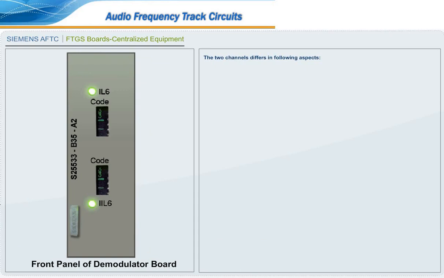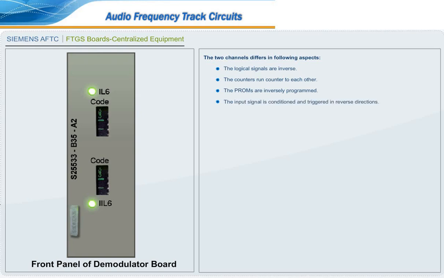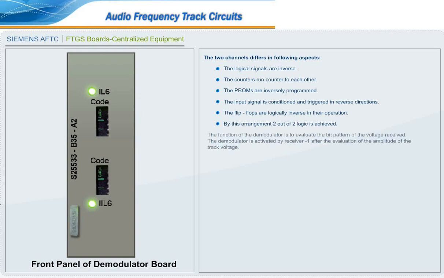The 2 channels differ in following aspects. The logical signals are inverse. The counters run counter to each other. The PROMs are inversely programmed. The input signal is conditioned and triggered in reverse directions. The flip-flops are logically inverse in their operation. By this arrangement, 2 out of 2 logic is achieved.